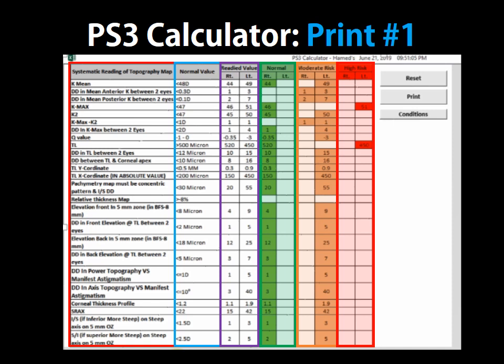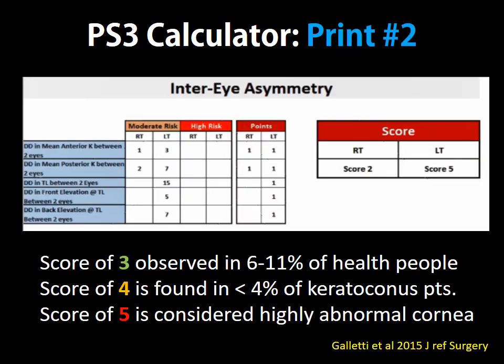All of these data we can print out and attach to the patient file. We also have printout number 2 of this calculator, which gives us the inter-eye asymmetry. In this printout, we can check the difference in mean anterior K, mean posterior K, and the zenith local between the two eyes, and the elevation at the zenith local, front elevation and back elevation, between the two eyes.